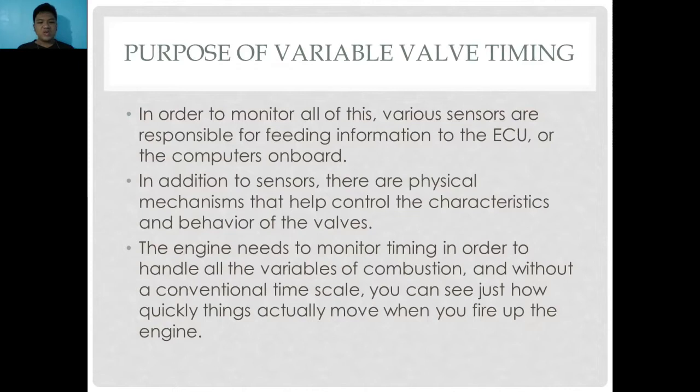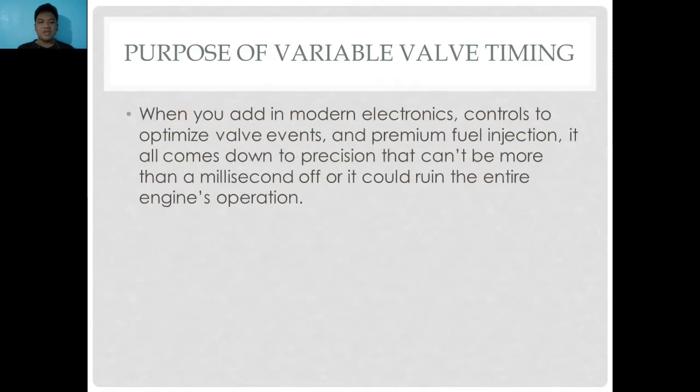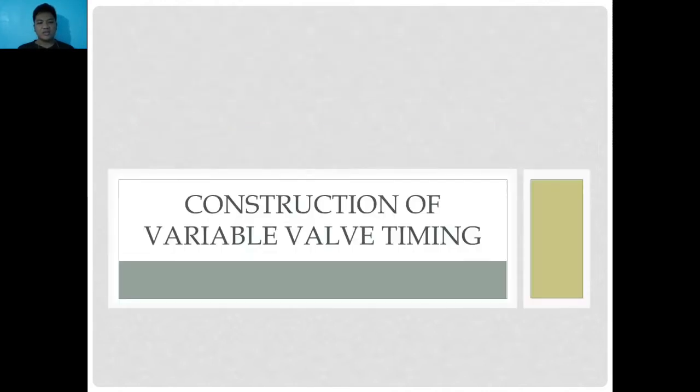The engine needs to monitor the timing in order to handle all the variables of combustion. Without the conventional time scale, you can't see just how quickly things actually move when you fire up the engine. When you add in modern electronics, controls to optimize valve events, and new fuel injection, it all comes down to precision that can't be more than a millisecond off, or it could ruin the entire engine's operation.